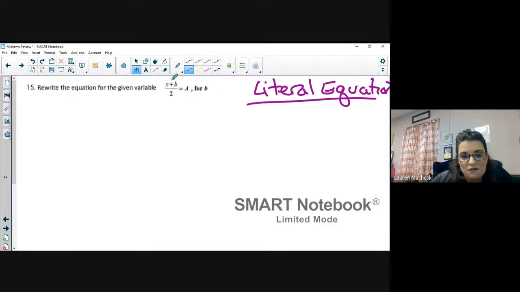Remember, when you have a fraction like this, you cannot touch the numerator until you get rid of the denominator. How are you going to get rid of the denominator? When it's in the denominator, it's division. What's the opposite of division? Well, that would be multiplication. So I'm going to multiply both sides by 2. These 2's eliminate, and you're left with x plus b. A times 2 is just 2a.